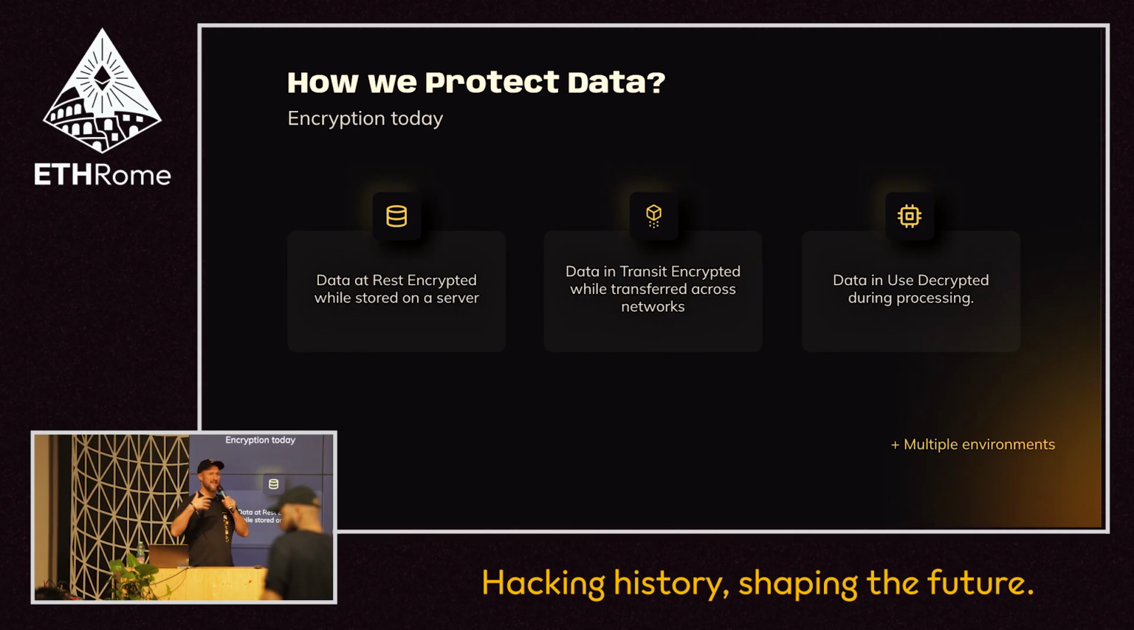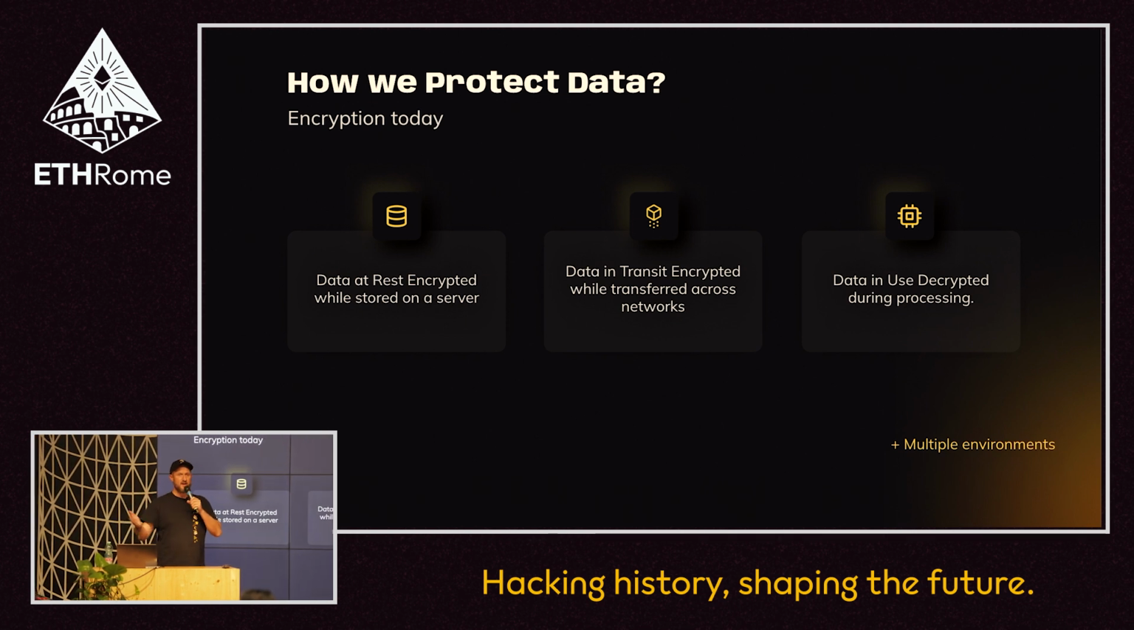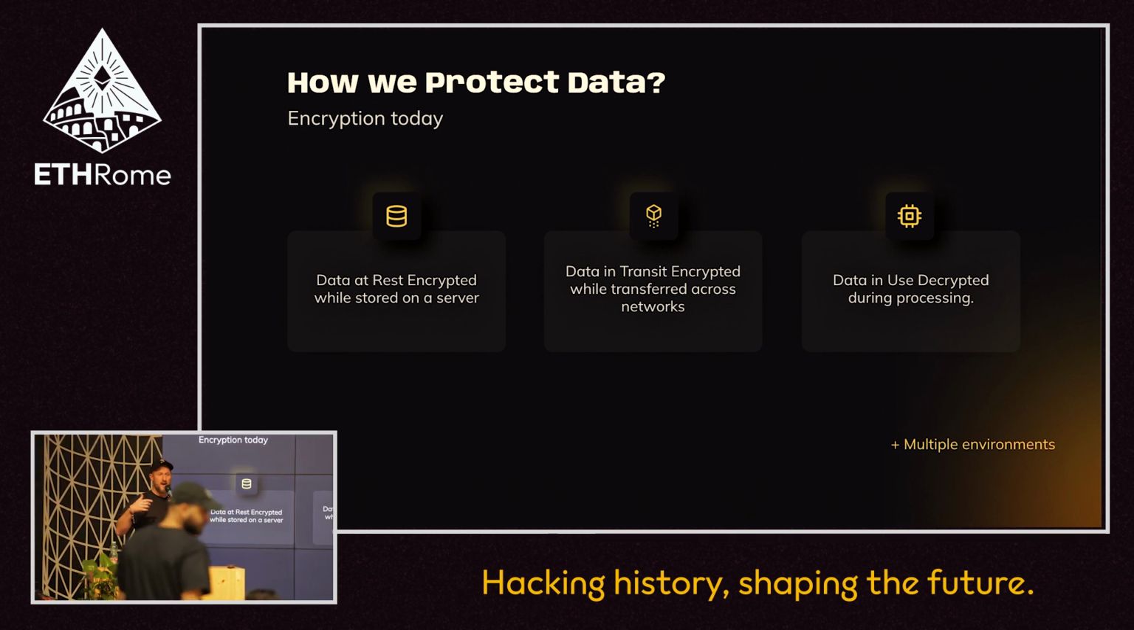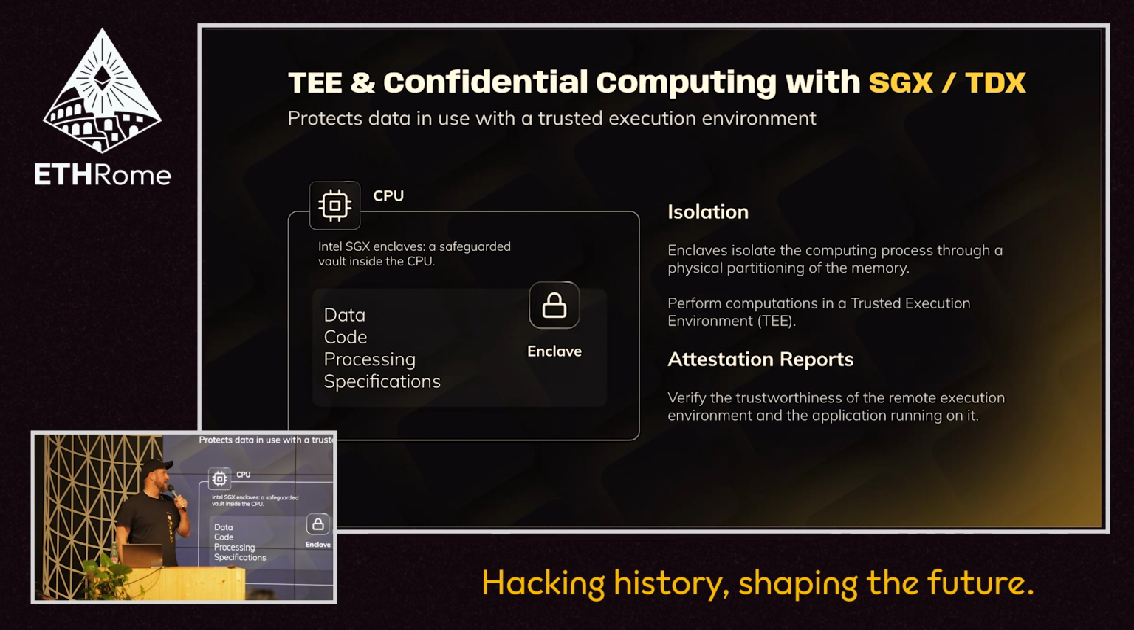So let's talk about data protection. Usually, we are protecting data at rest, which means encrypted and stored in a server. Or we are protecting the data in transit through different networks. But the real problem is protecting data while in use, when a software or an application needs to process the data. It needs to see the data in plain text. It's exactly why malicious attacks come in. And it's exactly where confidential computing comes in.